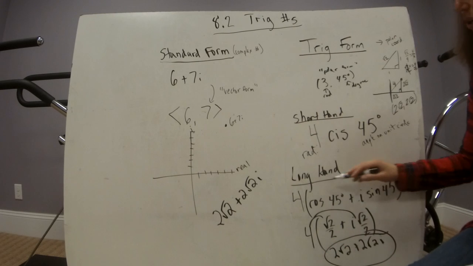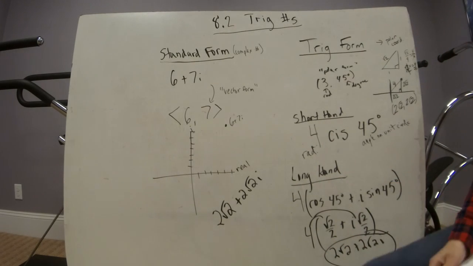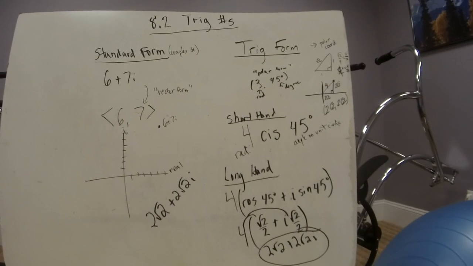So what longhand does, I'm going to make sure everything's still on the screen while I'm talking to you, is basically show you that if you would distribute and actually put everything out, it would be the exact same thing as the standard form over there. All right, so that might be a lot to take in right now, that's fair.